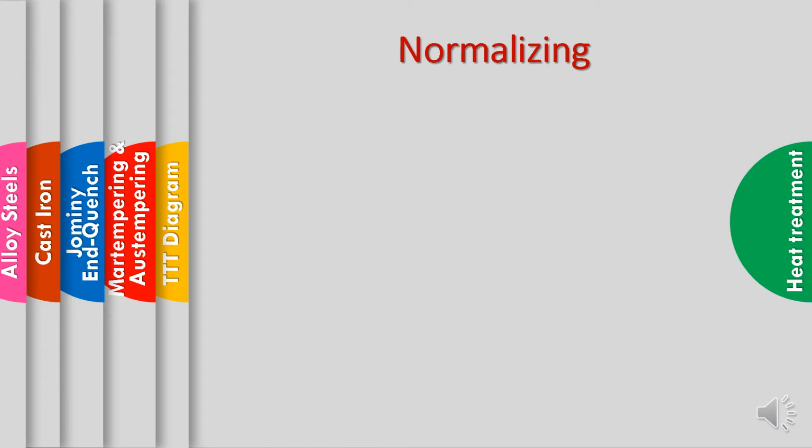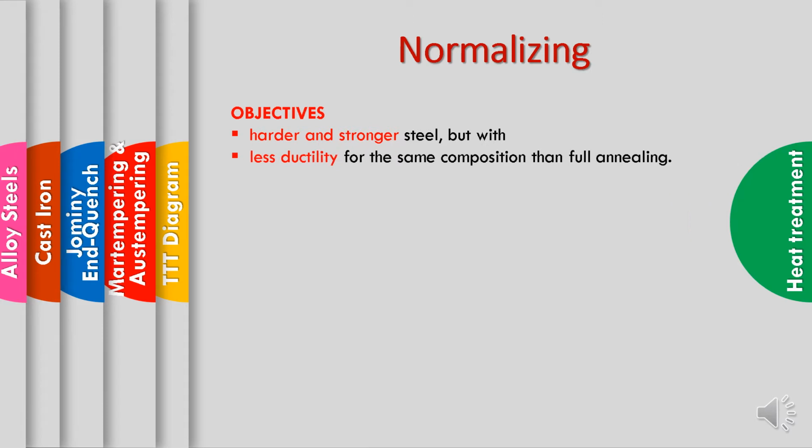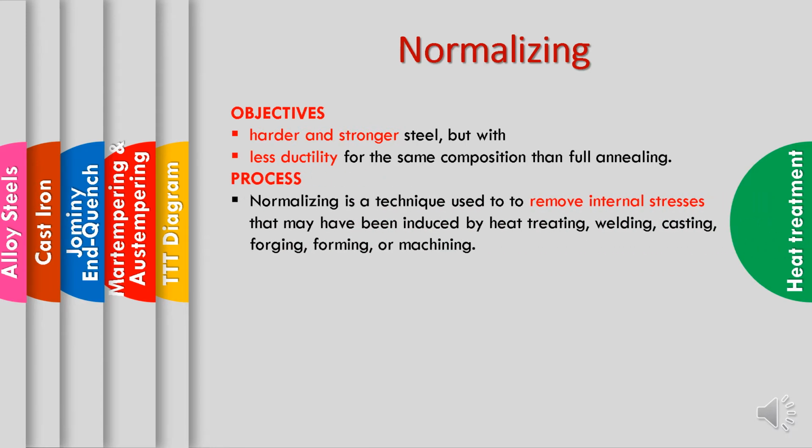And then we go to normalizing. Basically, the objective of normalizing is harder and stronger steel, but with less ductility for the same composition, if we compare it to full annealing. The process basically removes the internal stress induced by heat treating, welding, casting, forging, forming, or machining.